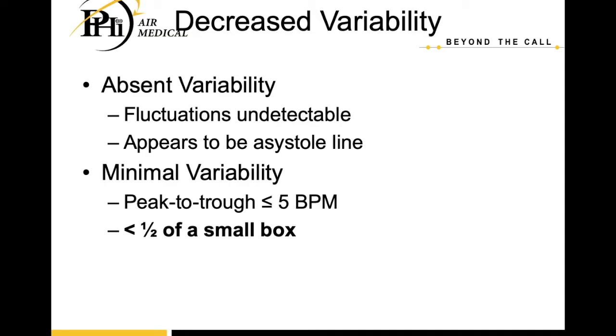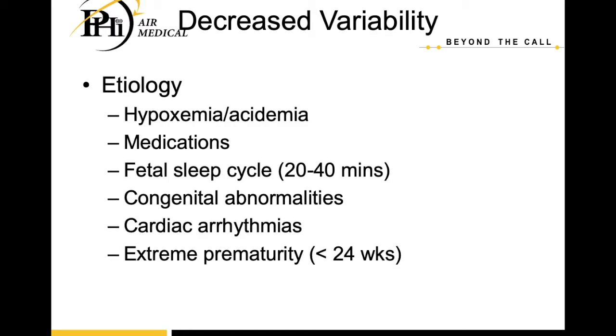Absent variability, we saw that fluctuations are absent. It means that it appears to be an asystole line. And then minimal variability is less than half a small box. The etiology of those two things is pretty far reaching. We can have anything from hypoxemia and acidemia. It can be caused by certain medications like maternal narcotics, barbiturates, or anesthetics, which can cause decreased variability. It can also just be the normal fetal sleep cycle.